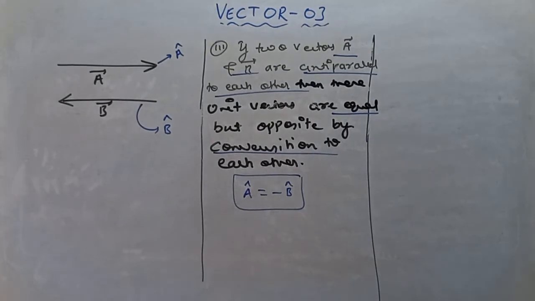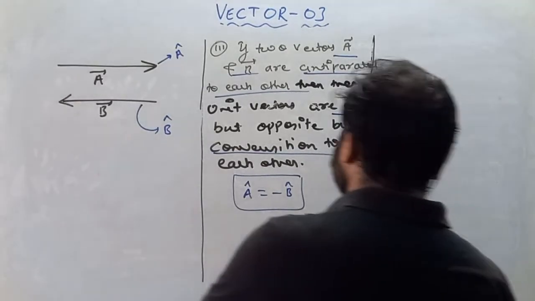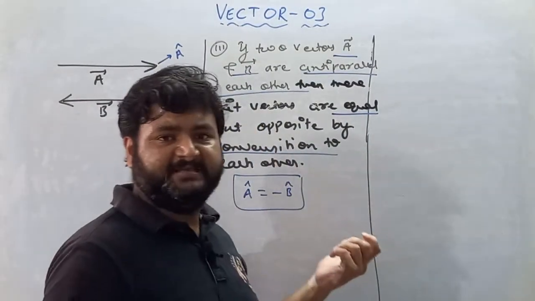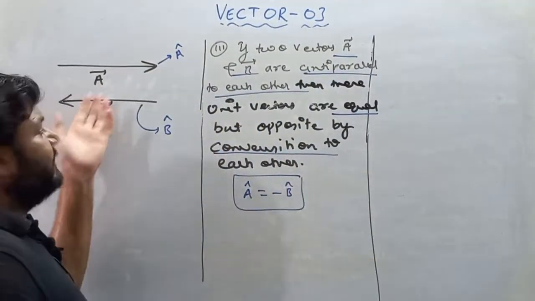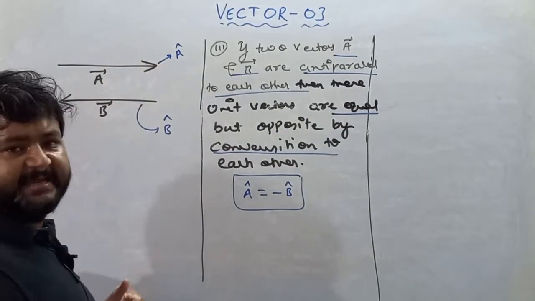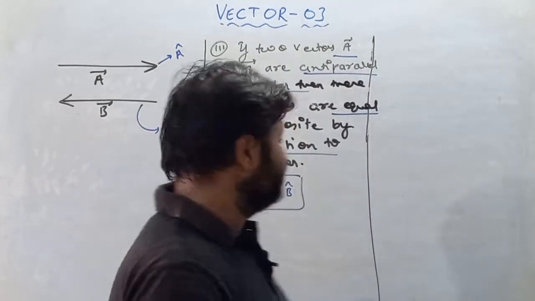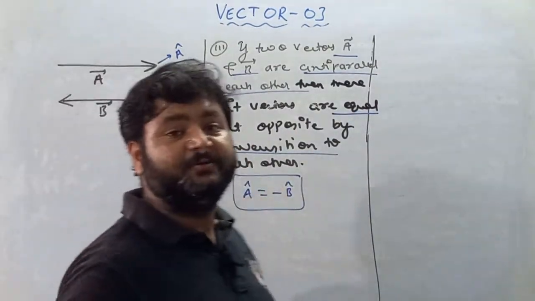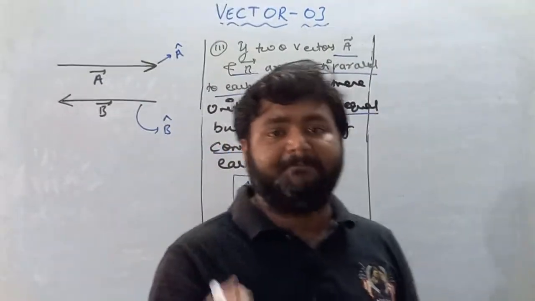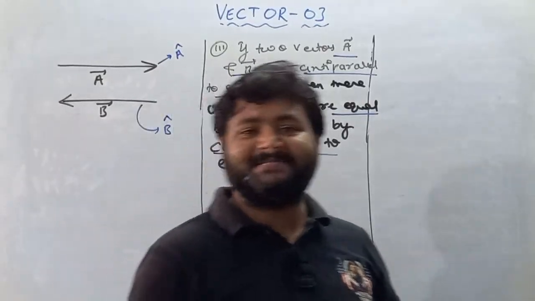If we have two vectors which are parallel to each other, then their unit vectors are equal. If two vectors are anti-parallel to each other, then their unit vectors are equal in magnitude but opposite in direction. So if we consider the unit vector of A vector is A cap and the unit vector of B vector is B cap, then we'll write A cap is equal to negative of B cap. I hope you all understand this thing.